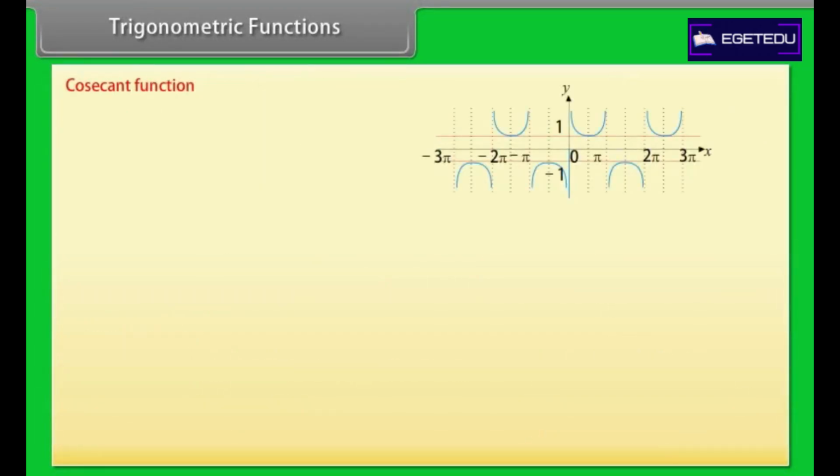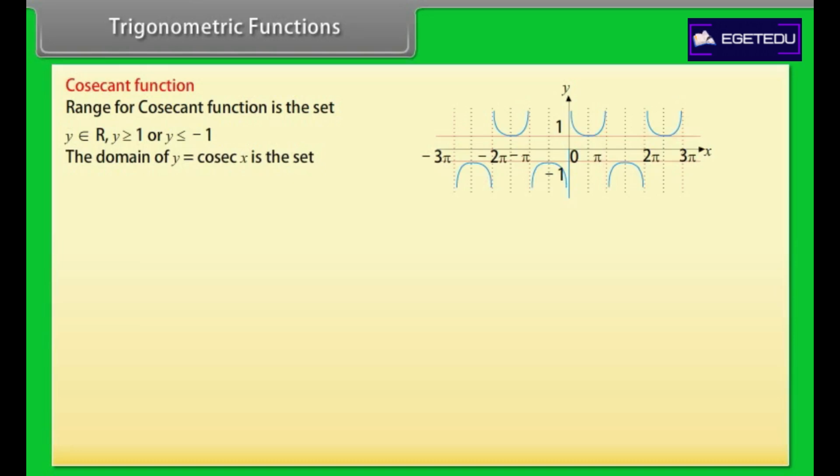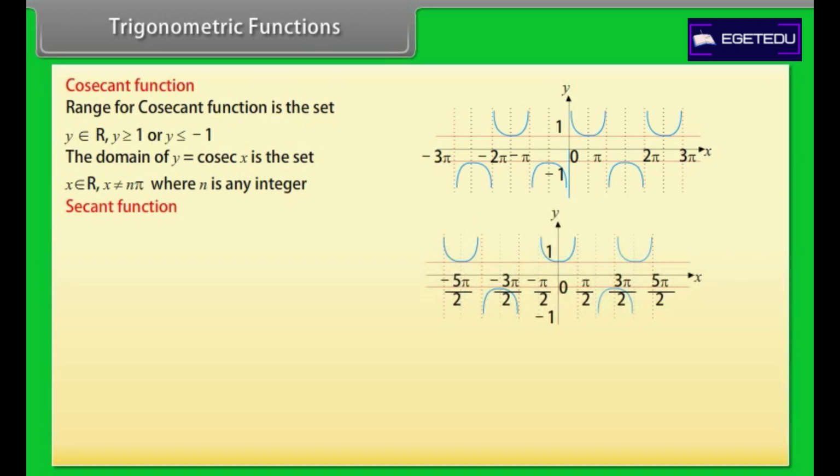Cosecant function. Range for the cosecant function is the set of y belonging to real numbers, y greater than or equal to 1 or y less than or equal to -1. The domain of y equal to cosec x is the set of x belonging to real numbers, x not equal to n pi, where n is any integer. Secant function. Range for the secant function is the set.